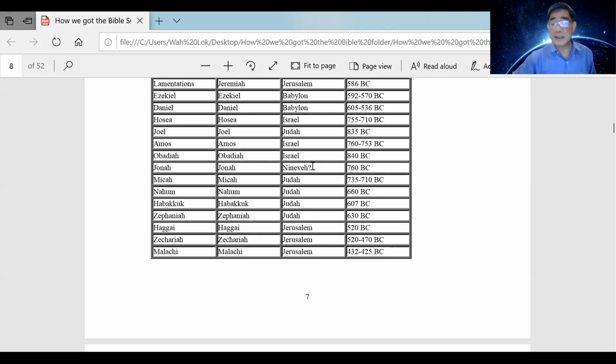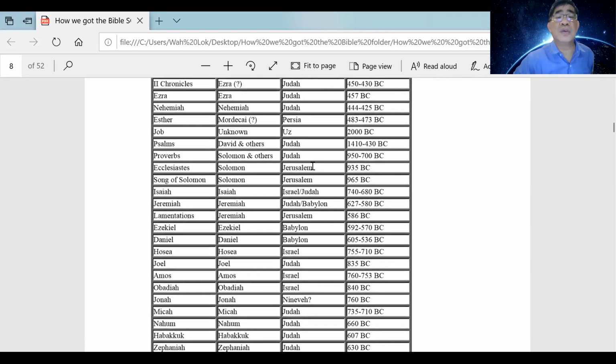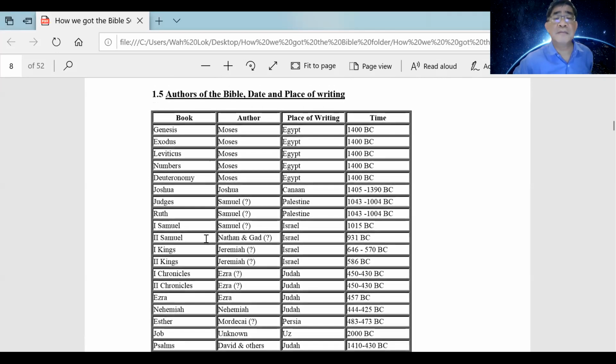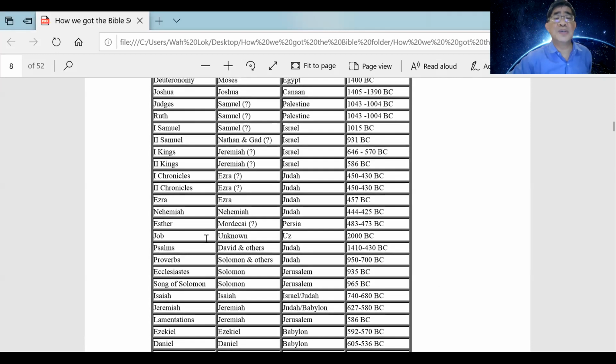So here you can look at this chart. Where are they written? You can see Egypt, and then Palestine, some of it written in Israel. Of course, Samuel was written in Israel. Joshua was written in Canaan, that is in Israel. And Chronicles and Kings are in Israel, so they have to be written there.